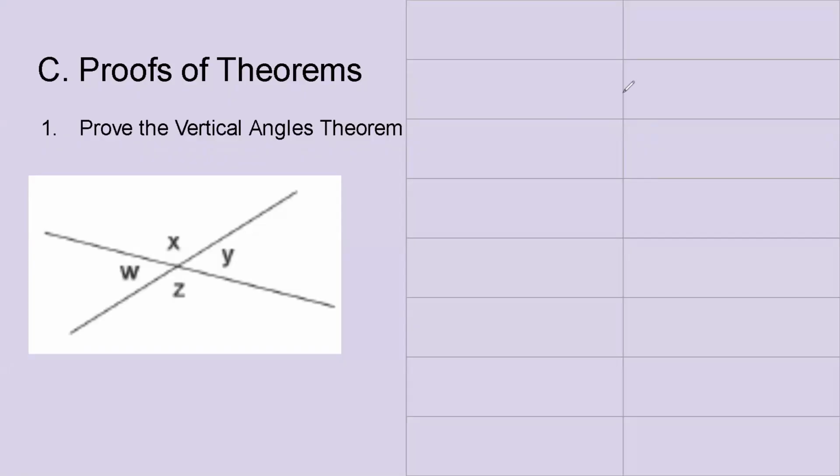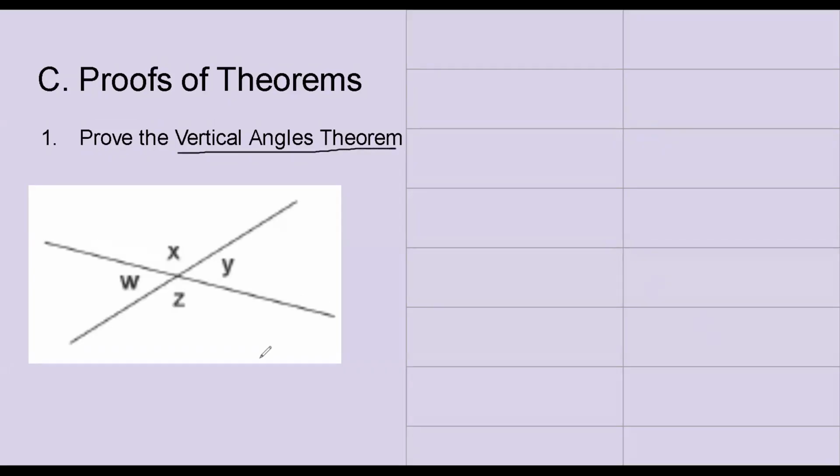I'll move this somewhere. Let's move it down here for now. Oh, actually, we can move it over here. This is perfect. All right, so what I want to do is prove the vertical angles theorem. So the first thing you have to know is, what is the vertical angles theorem? The vertical angles theorem states that vertical angles are congruent.